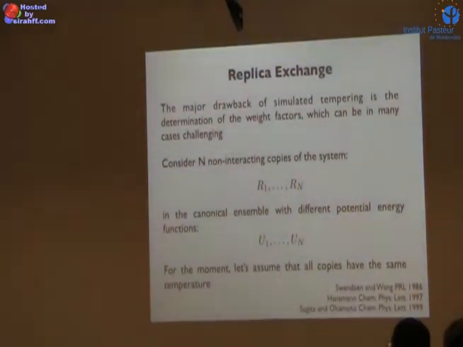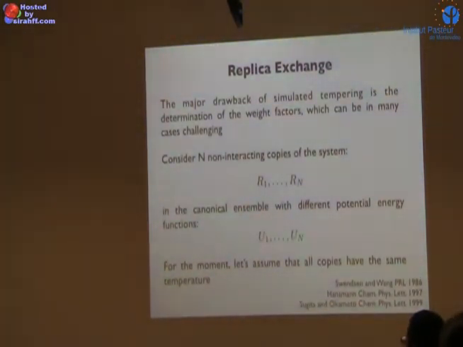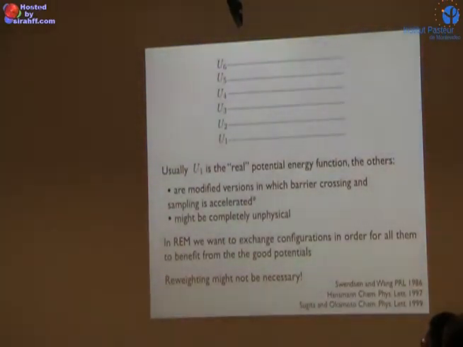So the idea of replica exchange is trying to make life a little bit easier and get rid of this optimization or weight determination part. So the idea is to take n copies of your system and simulate them independently. Let's make this assumption, they have the same temperature. It doesn't need to be like this, but just for simplicity, for the moment, let's consider the same temperature, but they have a slightly different potential energy function. So you want to simulate all of them independently. One of them, hopefully, is the potential energy function you are interested in. The other ones are chosen in such a way that sampling is much easier, is accelerated.